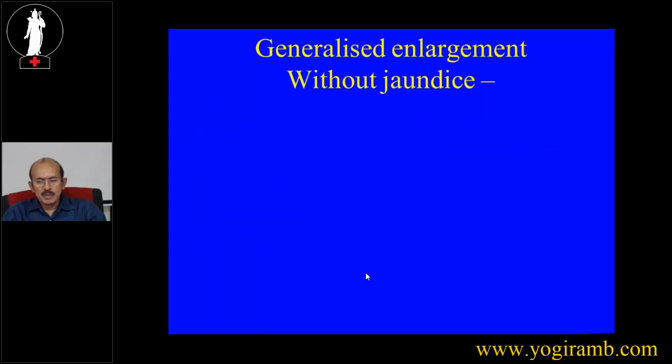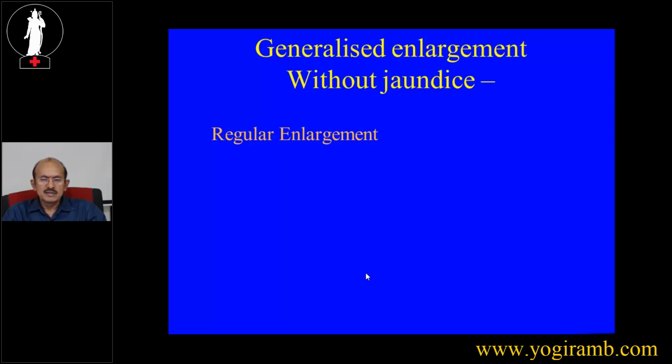Then generalized enlargement, but there is no jaundice. Regular or smooth enlargement. Tell me the conditions. Congestive hepatomegaly. Can you tell me the cause for that? Right side heart failure. Very good. Right side or congestive cardiac failure is one of the most important causes for the regular smooth enlargement without jaundice.